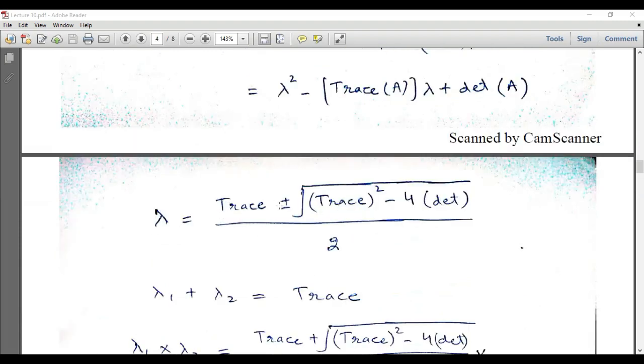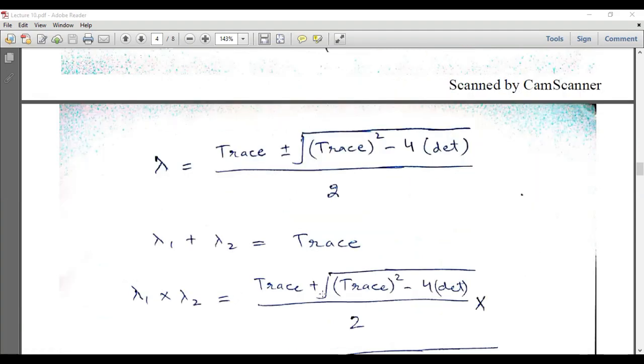So lambda 1 is the eigenvalue with the positive sign in between, and lambda 2 is the second eigenvalue with the negative sign in between. So lambda 1 plus lambda 2 will be equal to the trace, right? The plus and minus will cancel out, and we will have trace by 2 plus trace by 2. So lambda 1 plus lambda 2 is equal to the trace.